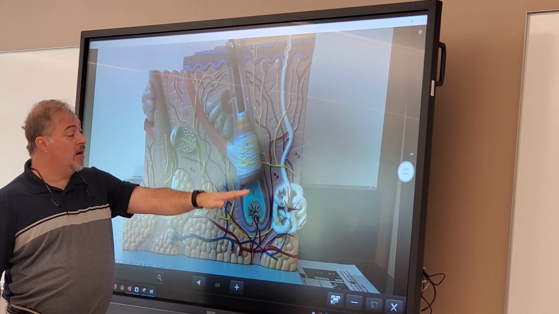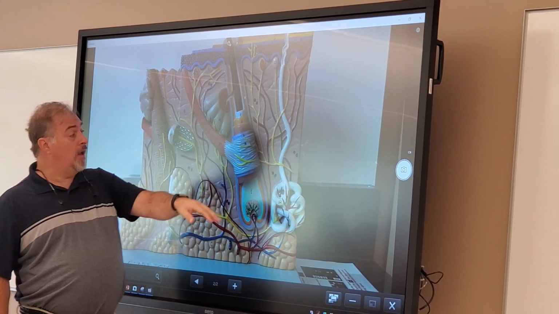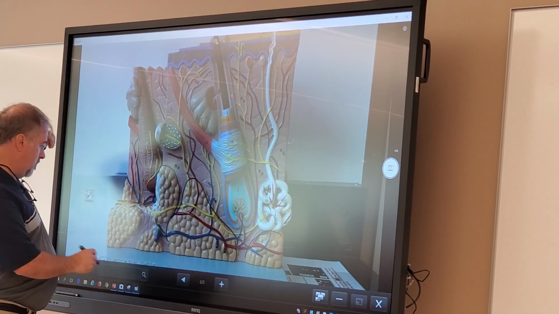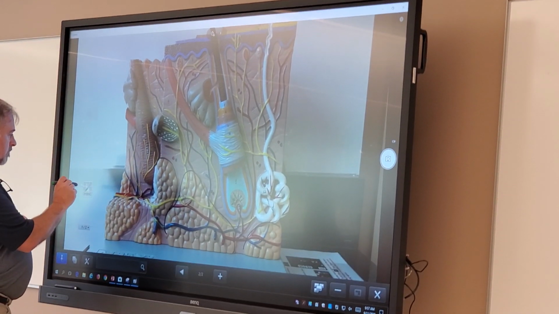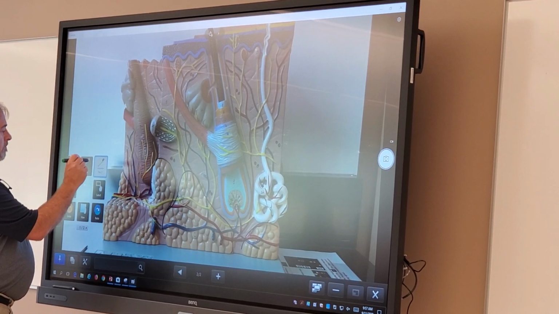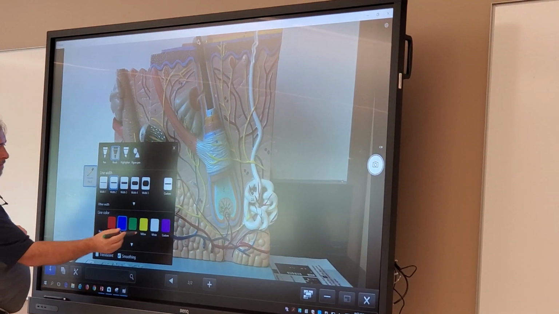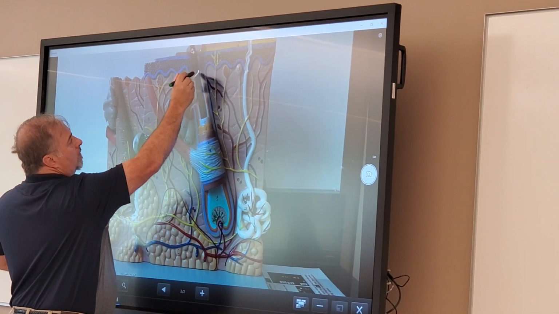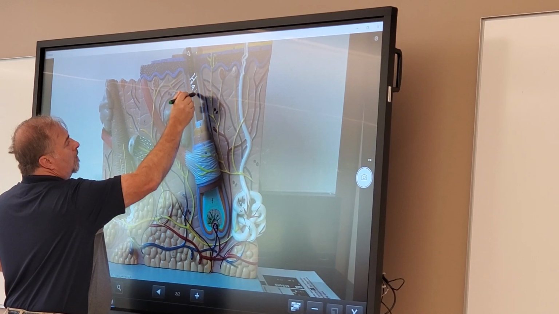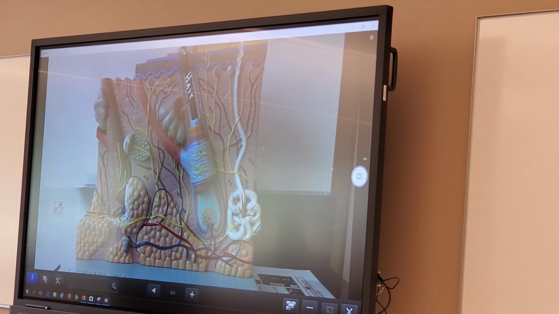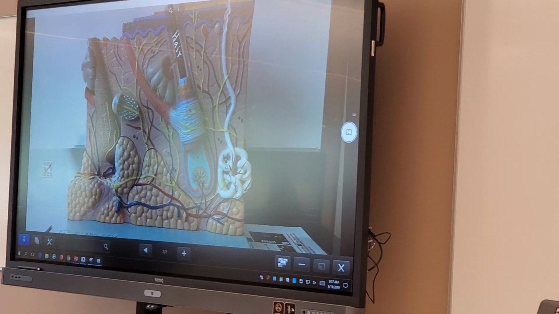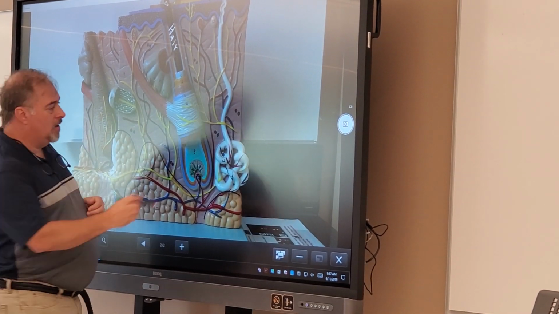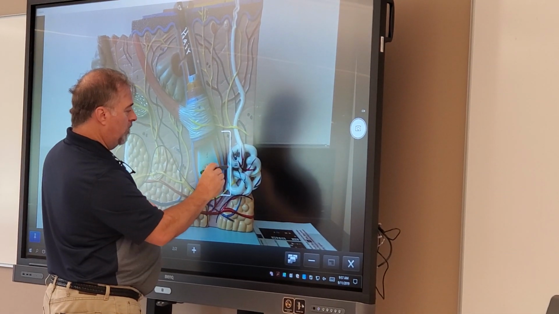This structure right here is the hair. Okay? So the thing in the middle here is the hair itself. So that's the shaft of the hair. As it grows, starting down here. So this area here is the root.